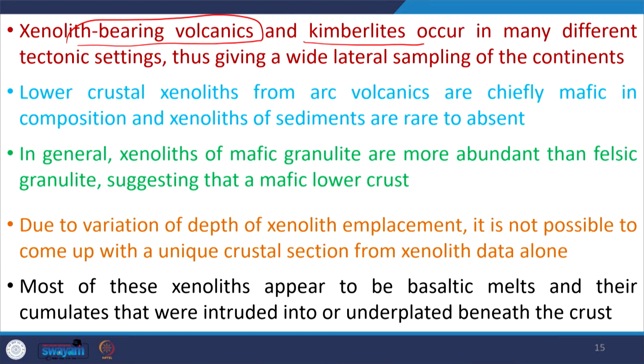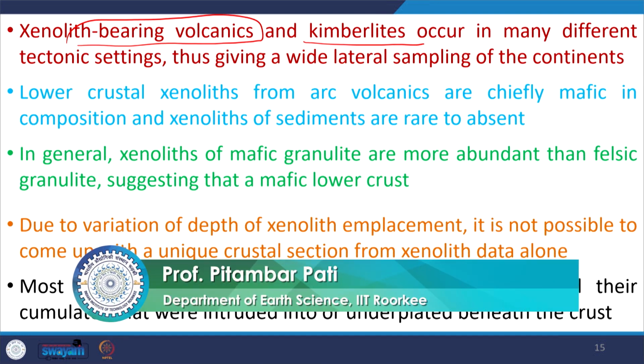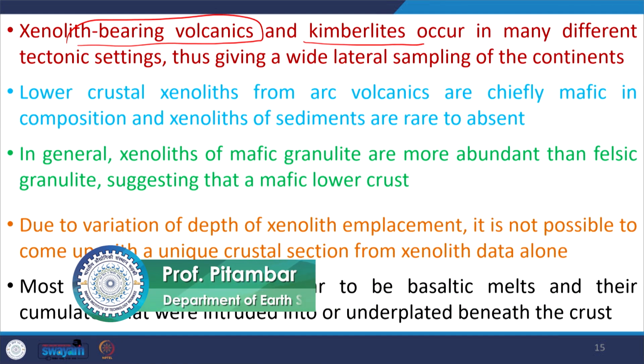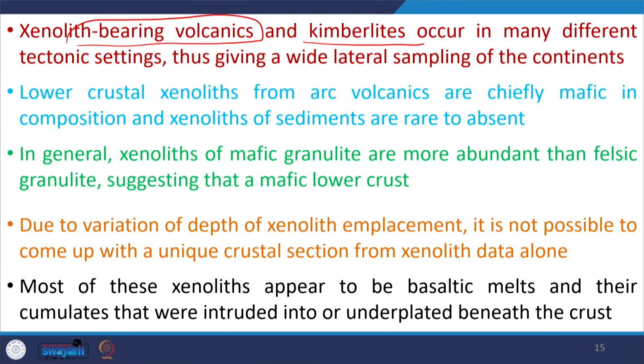appear to be basaltic melts and their cumulates, which were intruded and underplated beneath the crust. So, if you think about the lower crustal composition, it is mostly basaltic, or mostly high pressure and high temperature metamorphic rock. So, these are common as compared to the felsic systems or felsic rocks.